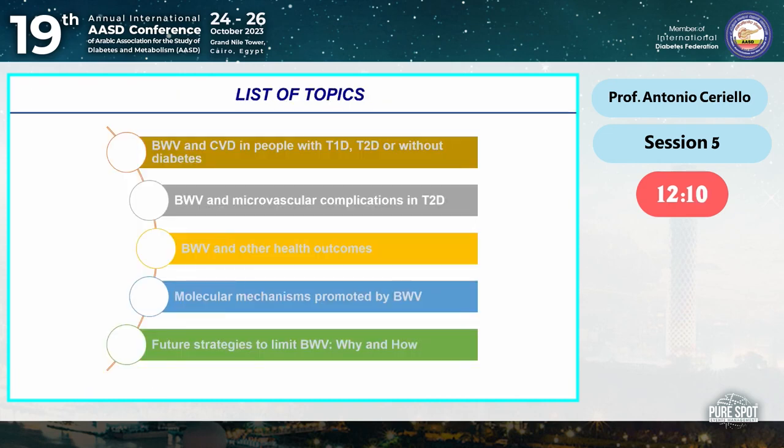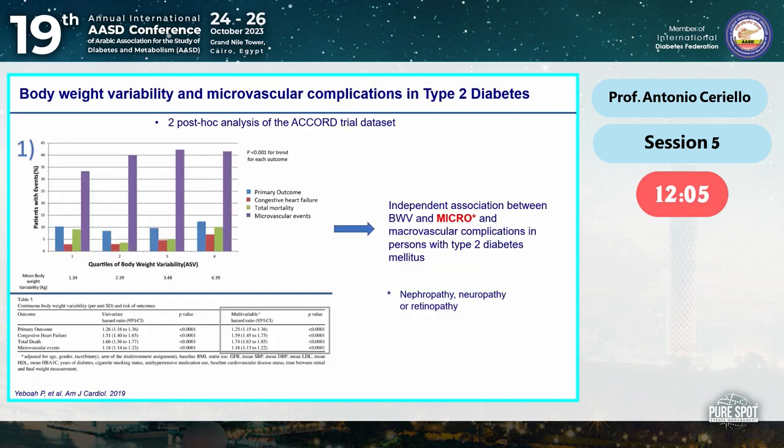But what about microvascular complications? We have some data in type 2 diabetes. You see here that in this paper, there is a post-hoc analysis of the ACCORD trial. You know that also this was a very important trial performed in the States. And there was an independent association between body weight variability and not only macrovascular complications, so this was confirmed, but also microvascular complications. But not for all.